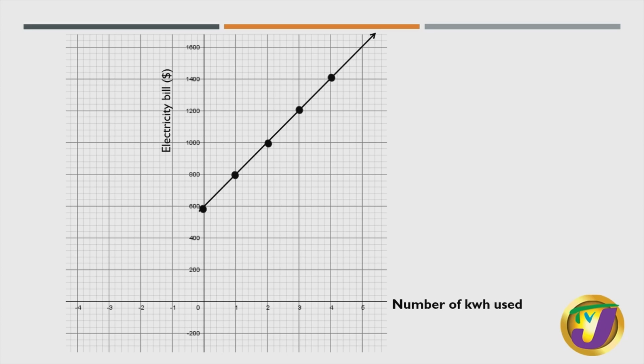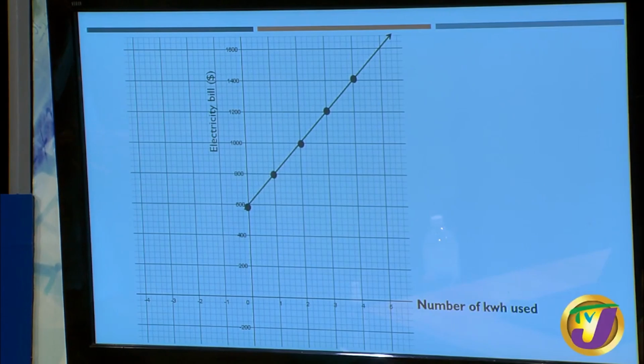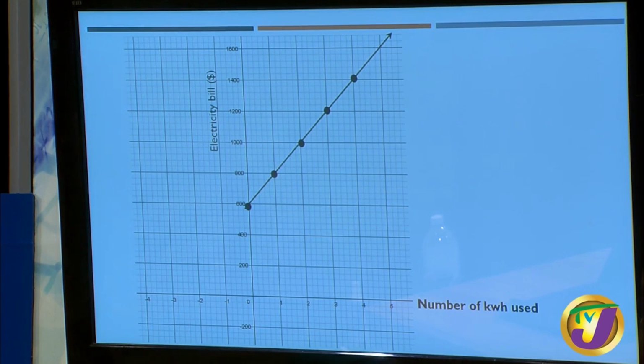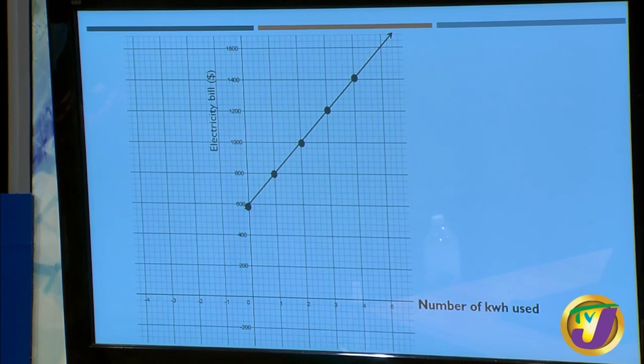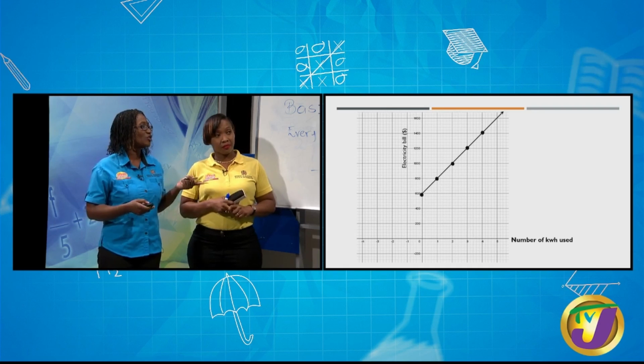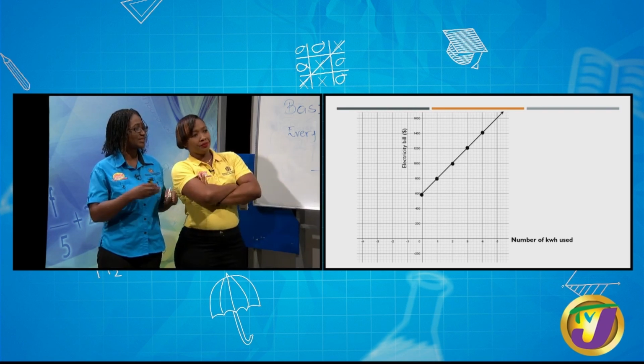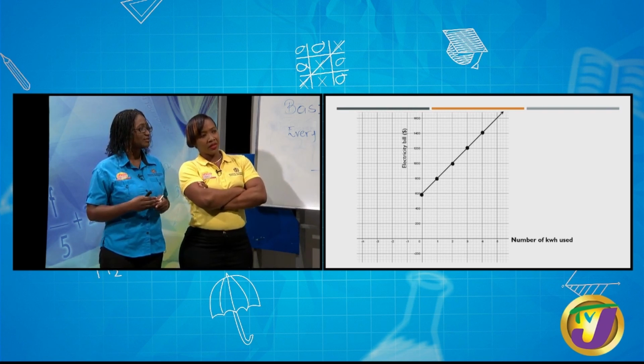Now, I want you students to think and to tell us why you think this particular situation resulted in a straight line. We will have to explore this. Yes, we should. To explore this, we can even look at our values for y. How are they increasing each time? So we started at 600. We went to 800.